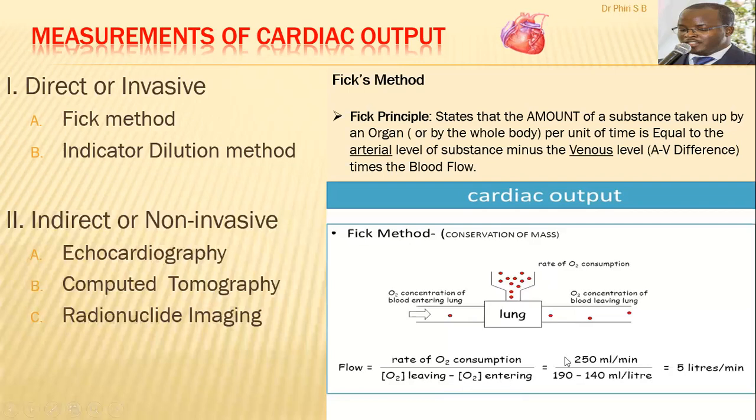So for instance, if I give you the value of the oxygen consumption to be 250 milliliters per minute divided by, let's say, the concentration of oxygen leaving the lungs, let's say it's 190, and that entering the lungs is 140. So you get the difference here. 250 divided by the difference of the two, you get about 5 liters per minute. So this is just the Fick method of estimating cardiac output.